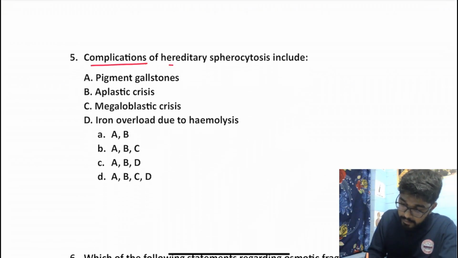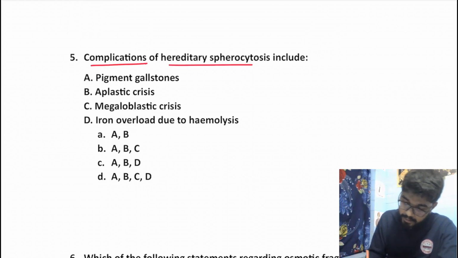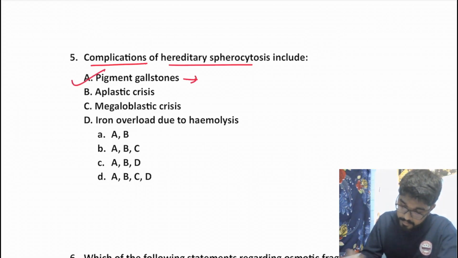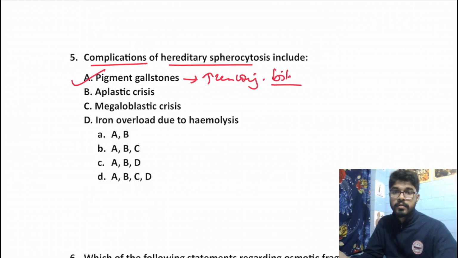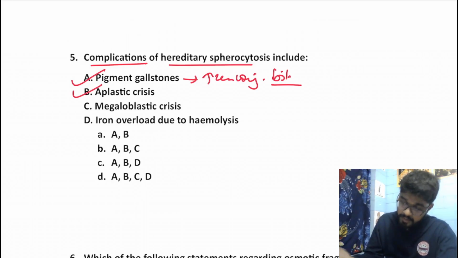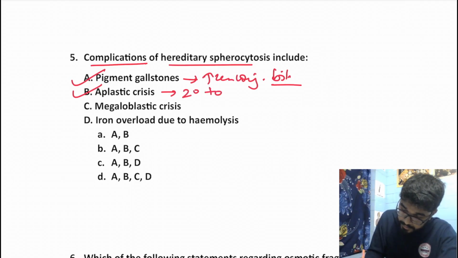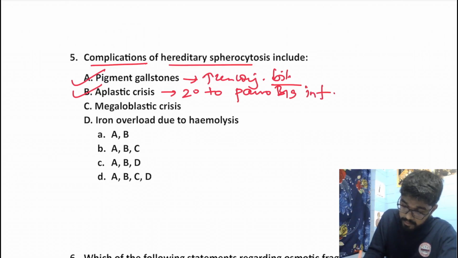Complications of hereditary spherocytosis include, right? Pigment stones, yes, this is a correct one. This is due to increased unconjugated bilirubin due to hemolysis. Okay. Aplastic crisis, yes, aplastic crisis is also seen in hereditary spherocytosis, and this is secondary to parvovirus B19 infection, right?